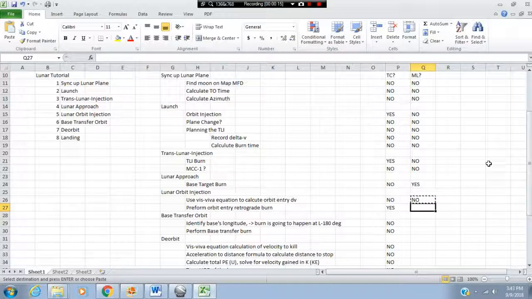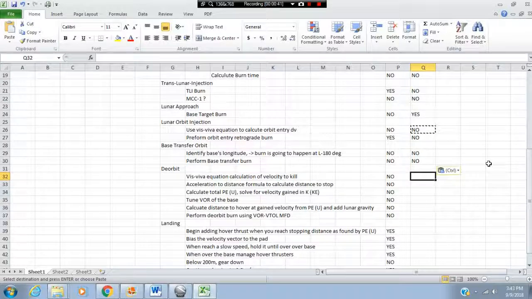Performing the orbit entry retrograde burn. No, because you're going to get what's called a free return trajectory. If you pass the moon, you're actually going to come right back to the Earth. So you'll be okay. Okay, so now we have the base longitude and the transfer burn. As long as we do them right, there's really no capability for mission loss at that section. Again, calculations don't have mission loss.